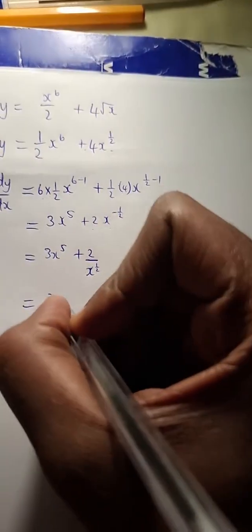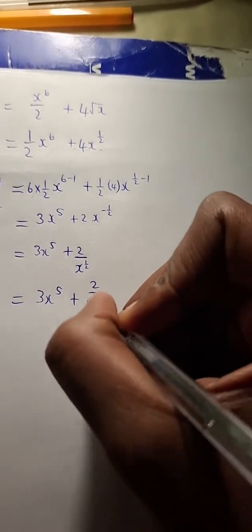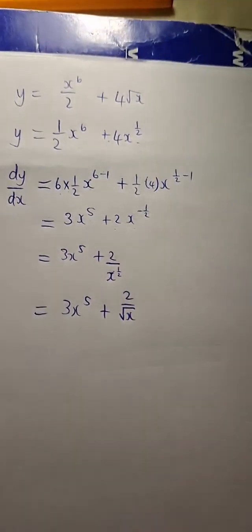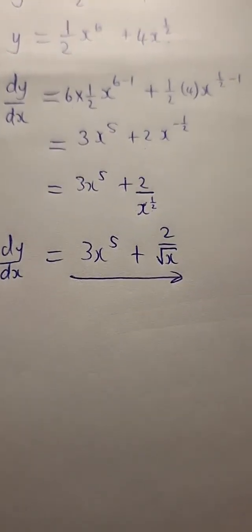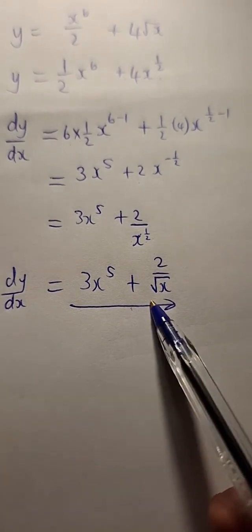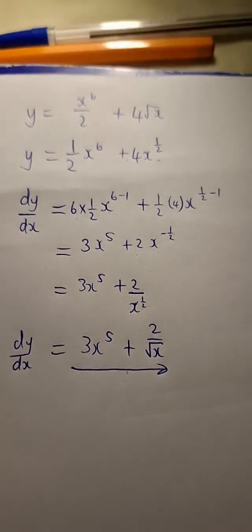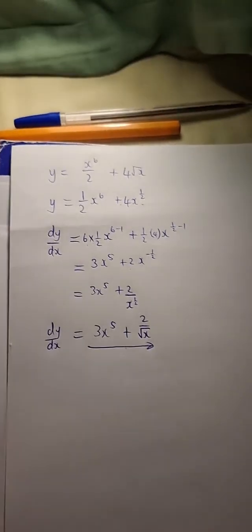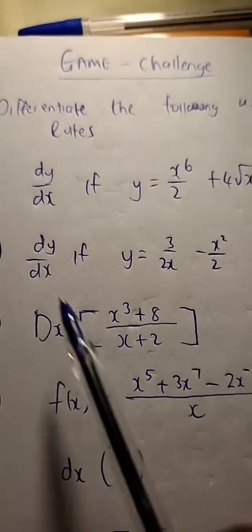So then you can actually write your final answer as 3x to the power 5 plus 2 over, now obviously we can write this as the square root of x. That's done and dusted. That is the derivative. Okay, 3x to the power 5 plus 2 over root x. Okay, simple enough, ne? So that was problem number 1, or at least game challenge number 1. Now let's move on to game challenge number 2.